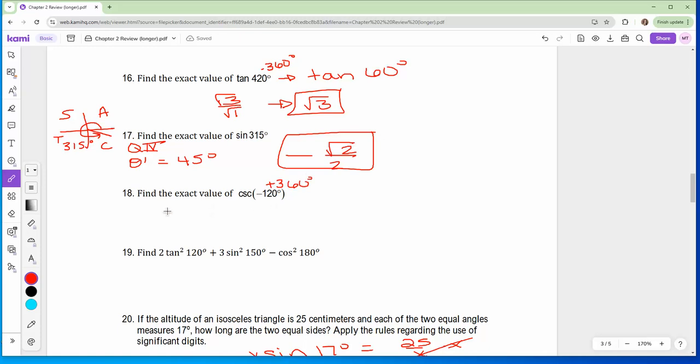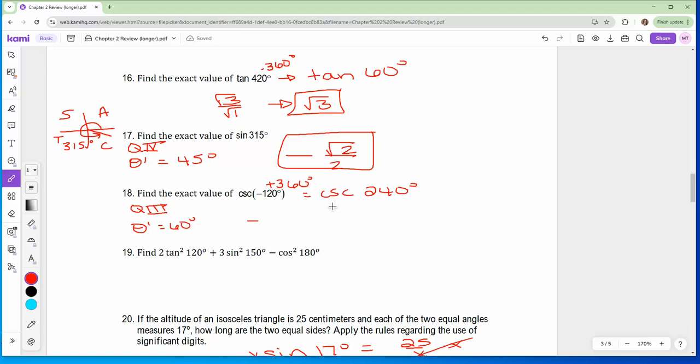So this one, if we add 360, that gives us 240. So 240 is in quadrant 3. I can stop right here. In quadrant 3, tangent's positive, so that means cosecant is going to be a negative. Reference angle is distance to the x-axis, so 240 minus 180 is 60 degrees.